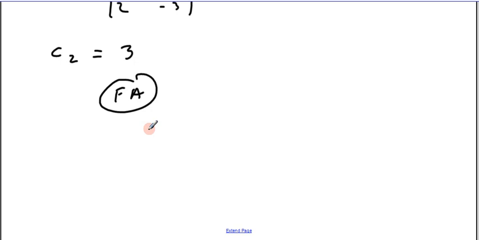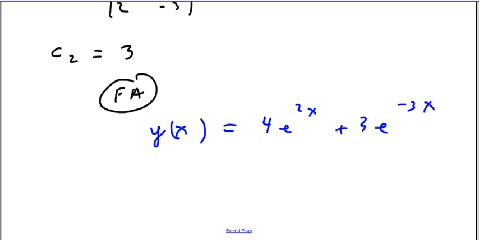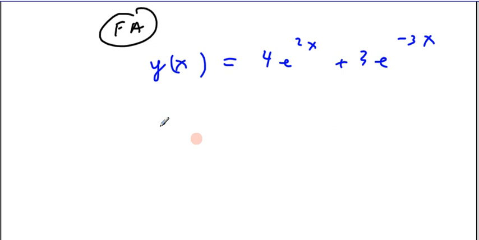And we have y of x is equal to 4e to the 2x plus 3e to the minus 3x. Are we done? No, we're not done because we haven't checked it yet. So I'm going to check it, even though we've already checked it, we're going to do it again.